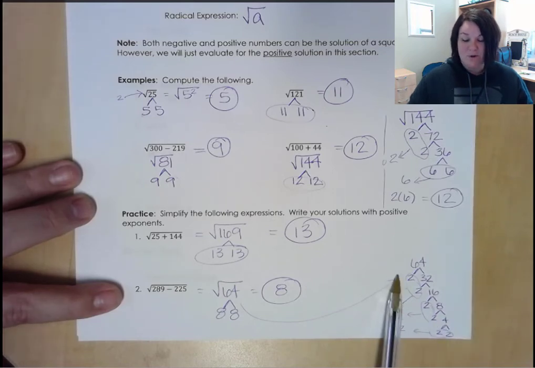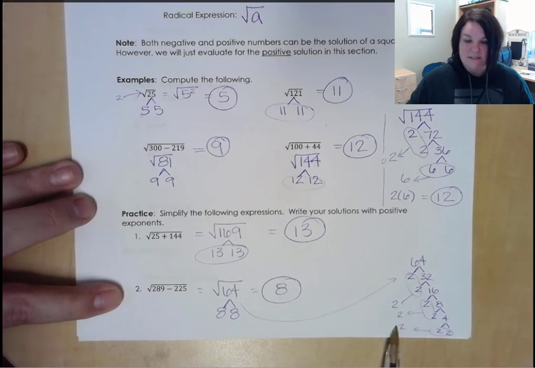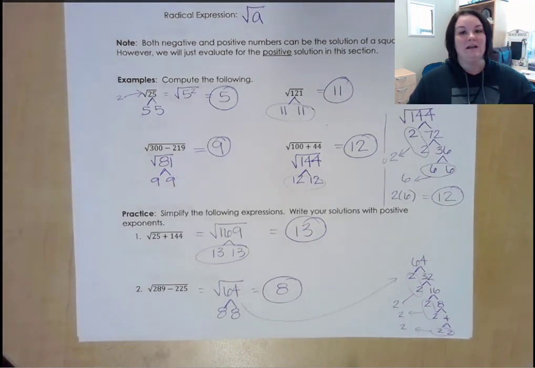So notice, even if I break it all the way down to 2's, if I circle each pairing that I can pull out, notice I can pull out 3 2's. 2 times 2 is 4, times another 2 is 8. Okay, so either way, you'll get the right answer. I just wanted to be sure and highlight that.